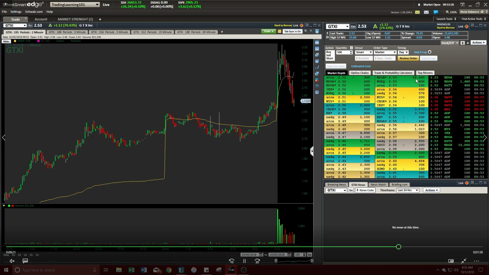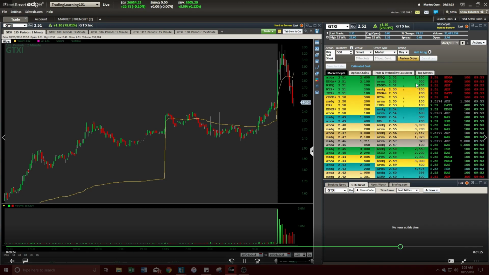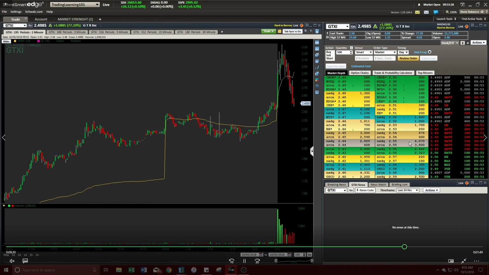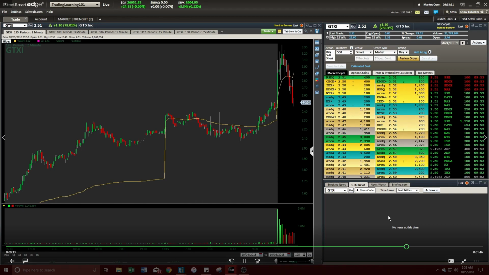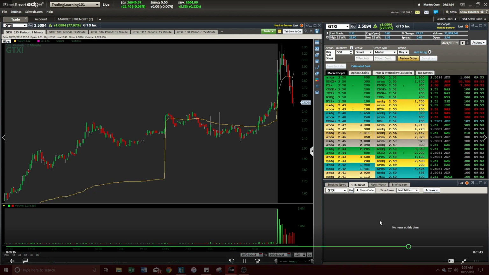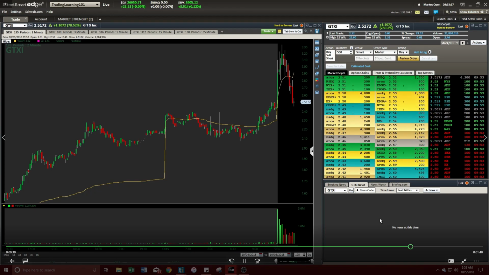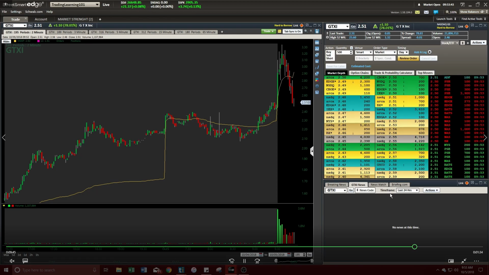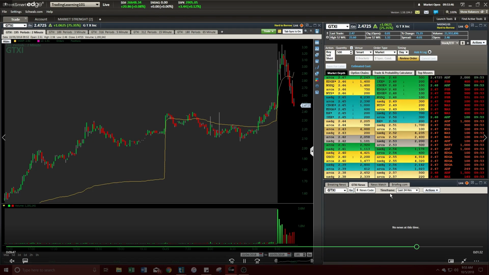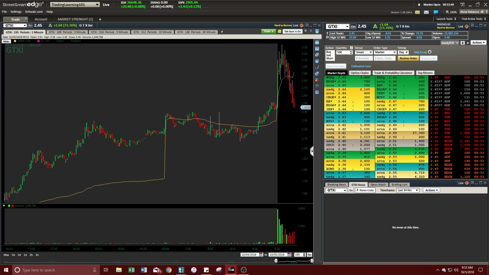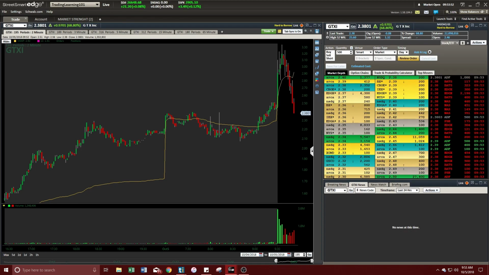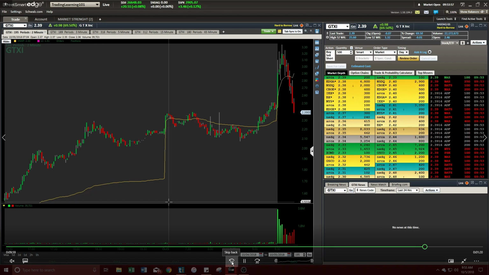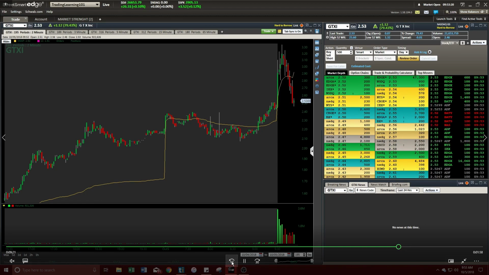73, 66, 50, 48, 47, 45, 35. It didn't finish. $35, there it is again. And it looks like the buyers gave up. They couldn't finish it off. And there it goes. It's dropping right back down. Beautiful example. Beautiful example. I'll do this one more time.